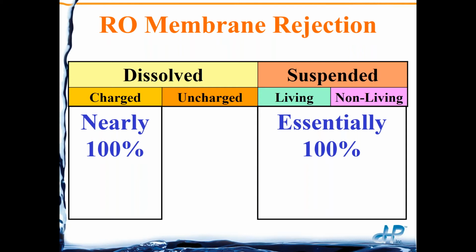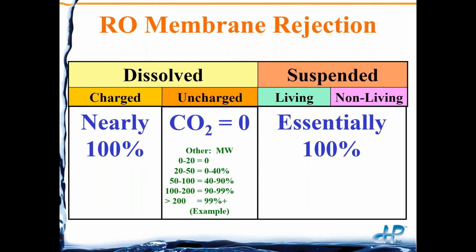So it's almost 100%. The one area where we can get some things that slip through the membrane are the uncharged contaminants.